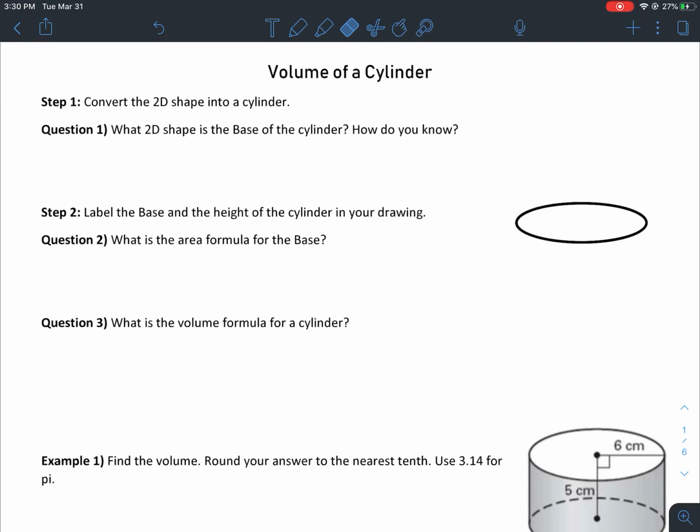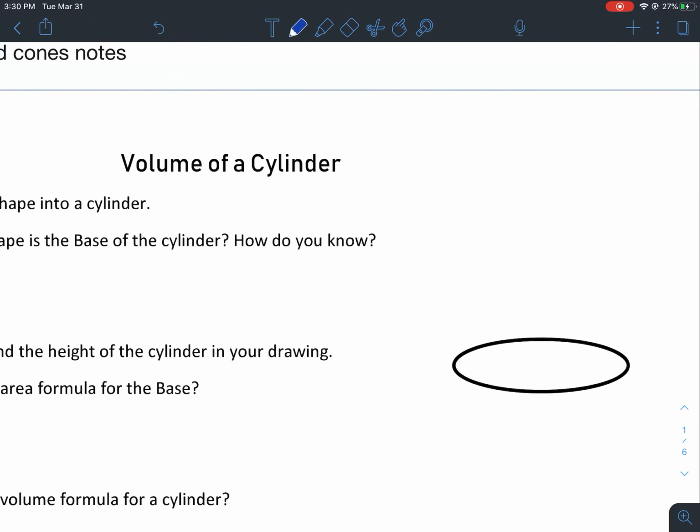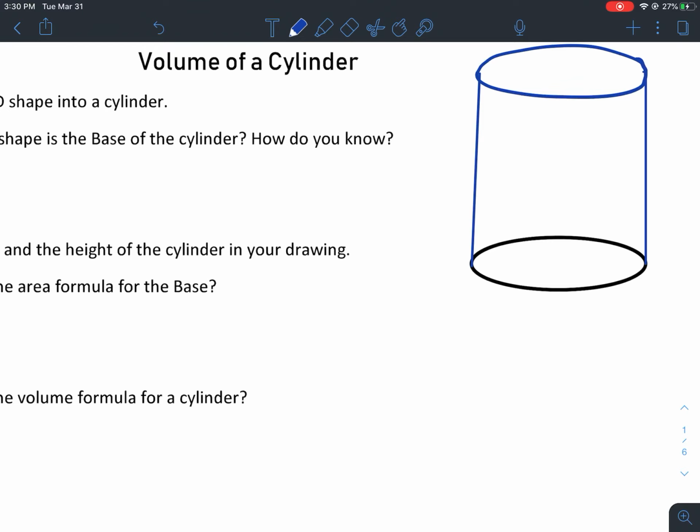So the first step asks us to convert the 2D shape into a cylinder. So if we look at this 2D shape they gave us, kind of this circle, it looks like an oval, but it's actually a circle. If we wanted to make this shape into a cylinder, it's going to look something like this. And if we were to look directly down, think about if you were looking at a can of soup, you would have a circle on the top and the bottom.